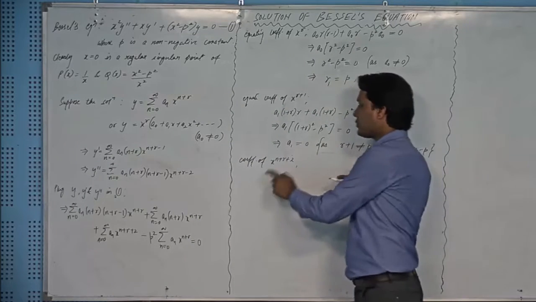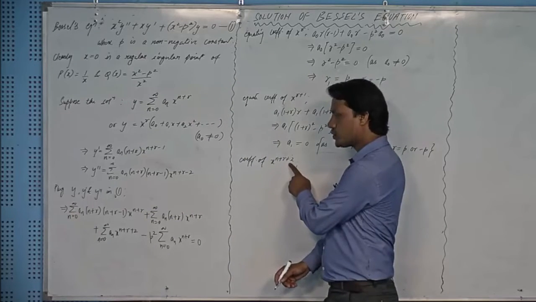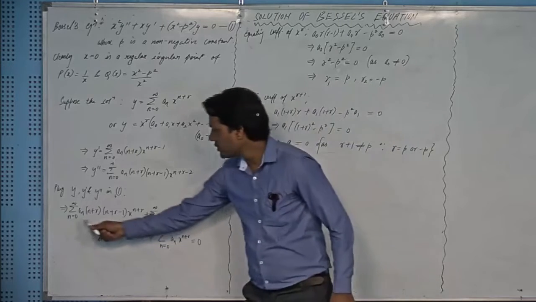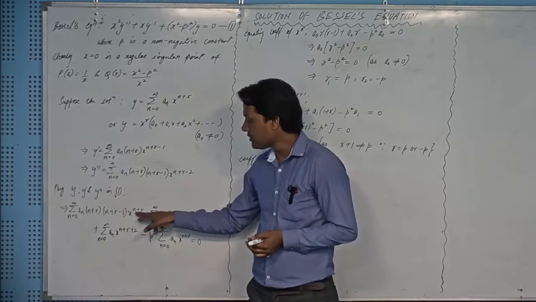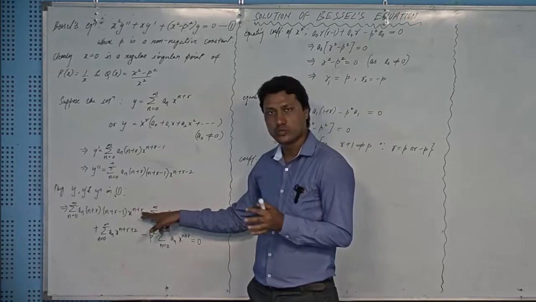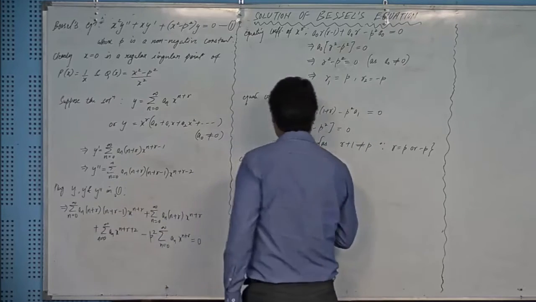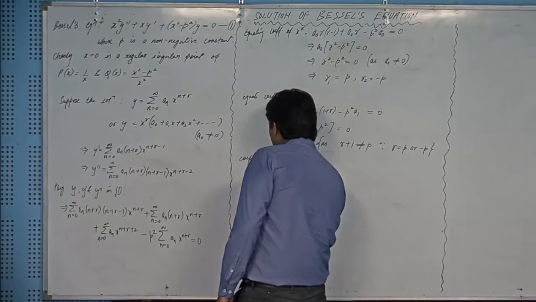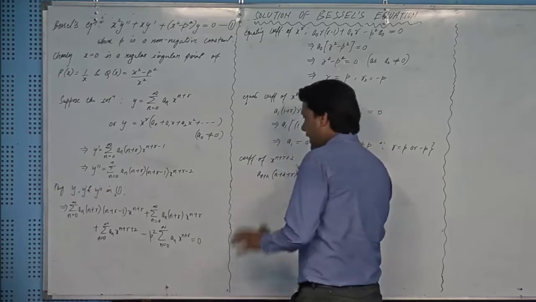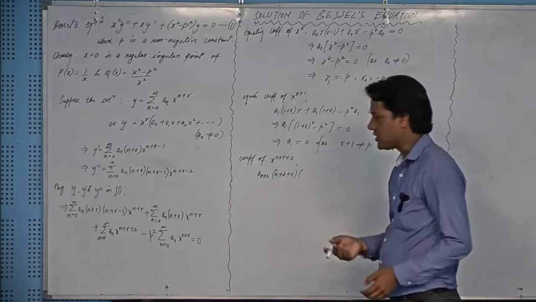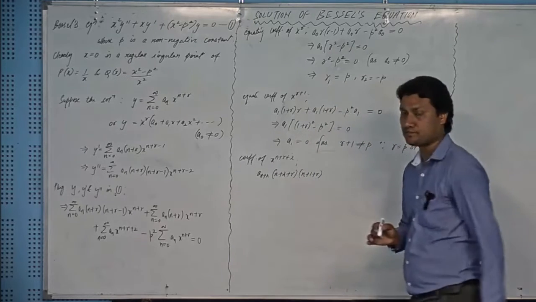And now I will come to the first summation, right? If you want to obtain x to the power n plus r plus 2, you have to replace n by n plus 2. If you replace n by n plus 2, you will get x to the power n plus 2 plus r, right? That will produce a(n+2), n plus 2 plus r, and n plus 2 plus r minus 1, that will be n plus 1 plus r, right? This is the first summation.